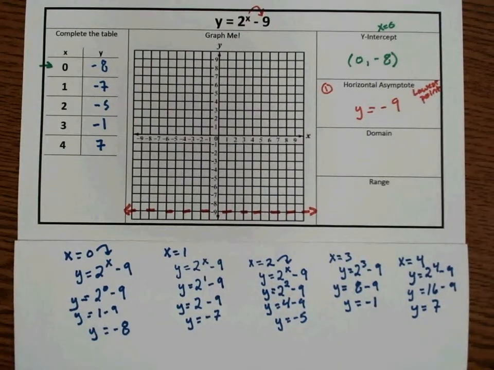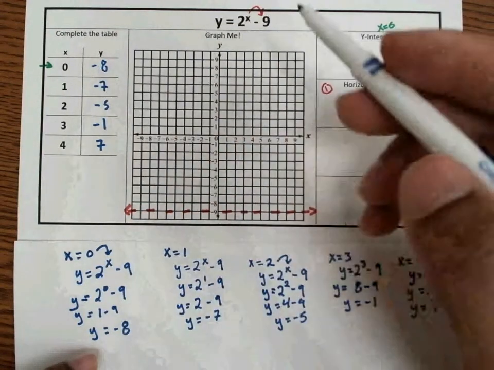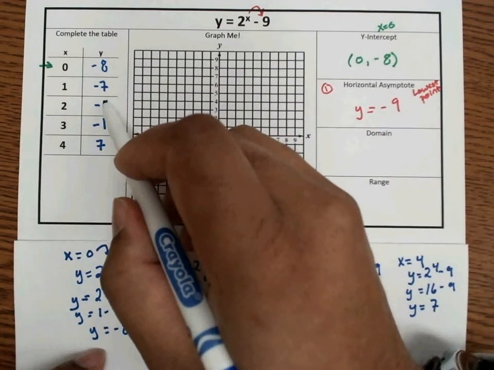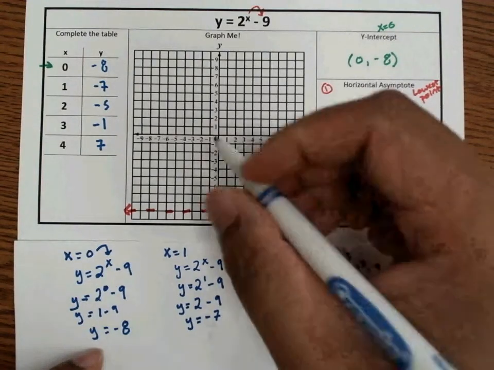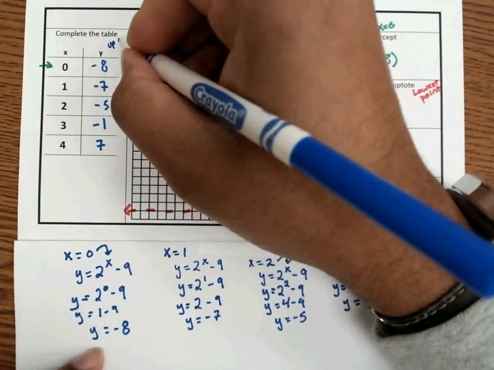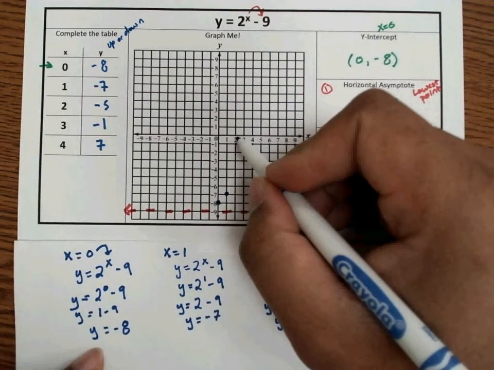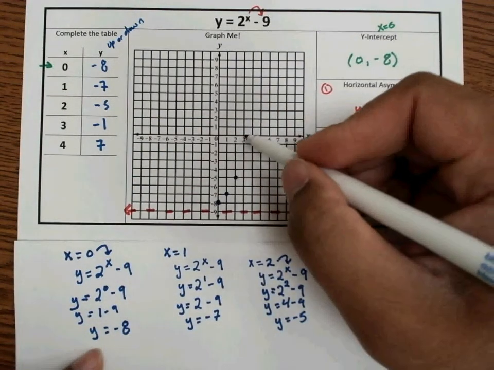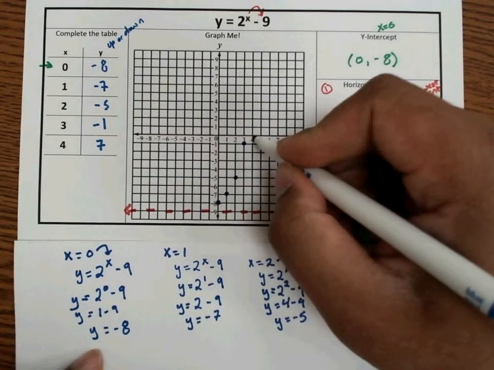Once you have your horizontal asymptote plotted, you can go ahead and plot your points. So we have 0, -8, which is our y-intercept. So we go to 0, and we go down to -8. And then we have 1, -7, so we go to 1 on the x, and we go down to -7. Because all the y does, it tells you whether to go up or down. Then we go to 2 on the x, and we're going to go down to -5. Then we're going to go to 3 on the x, and we're going to go down to -1. And we're going to go to 4 on the x, and we're going to go up to 7.